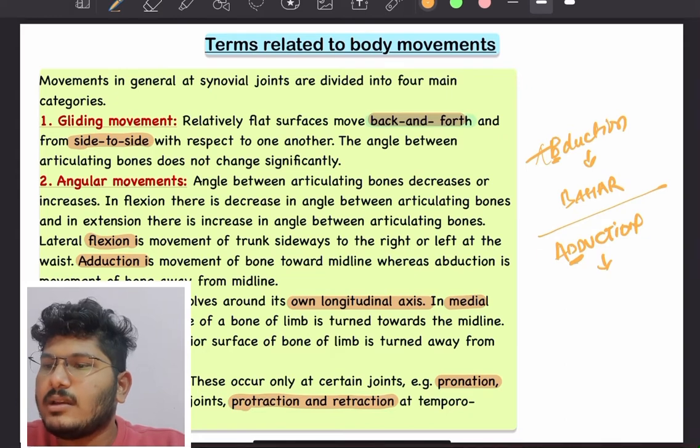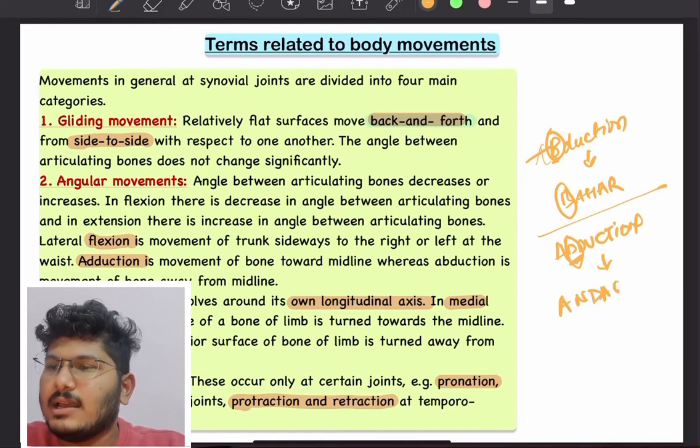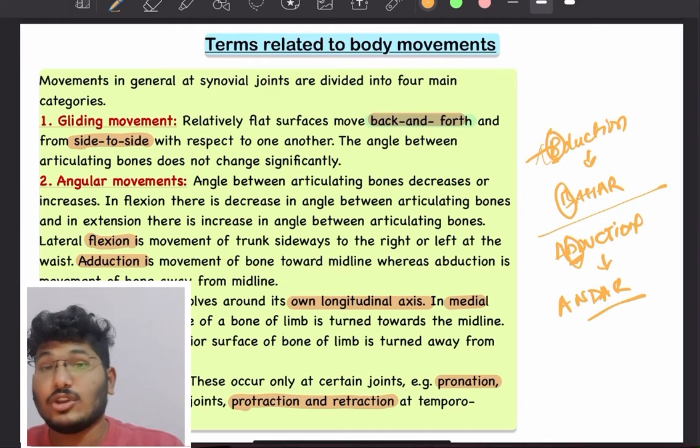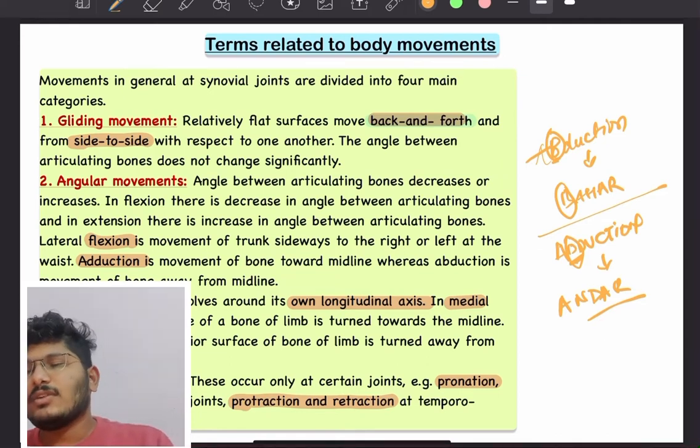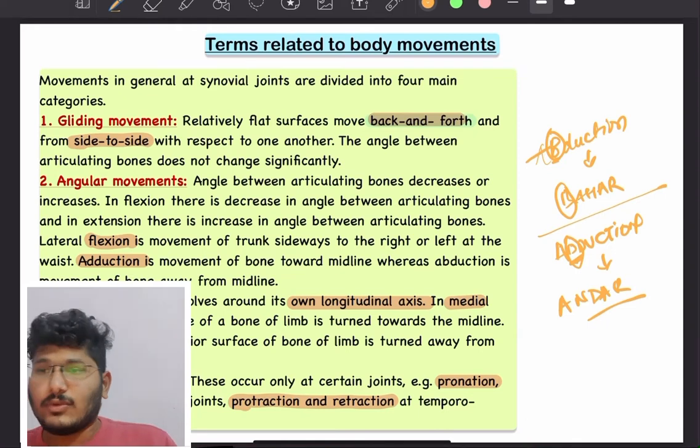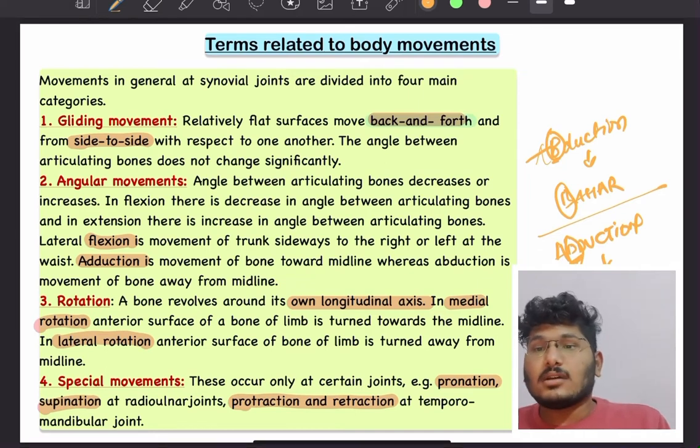Adduction is the movement in which the bone comes D, here B, here D, here B, here D, therefore under. This is how you need to remember. Initially you will confuse, but slowly, when you are memorizing frequently, you will remember usually. The next group of movements is called rotation.